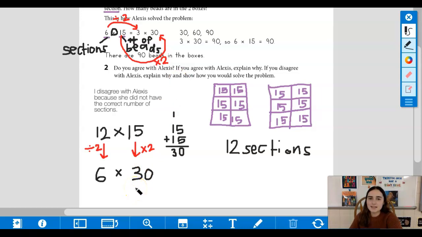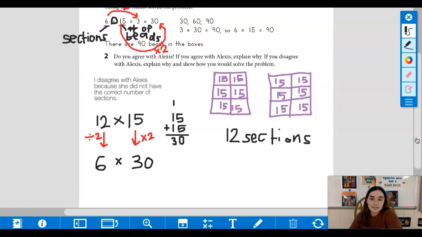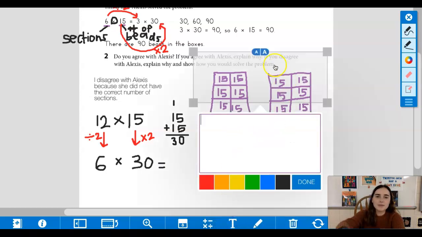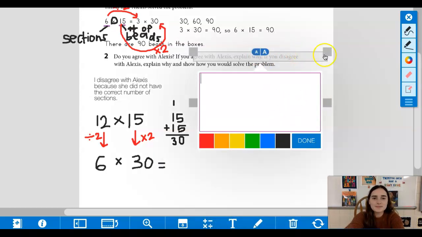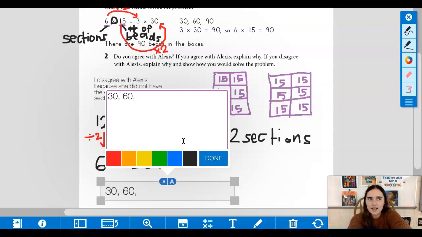When I do this problem, 6 times 30, I can skip count by 30 6 times, kind of like Alexis did here. She skip counted by 30 3 times. All right? So I am going to start my skip counting. Here we go. Let's move it down here so we can see. All right, 30, 60. All right, that's 2 times. 90. What would be next?